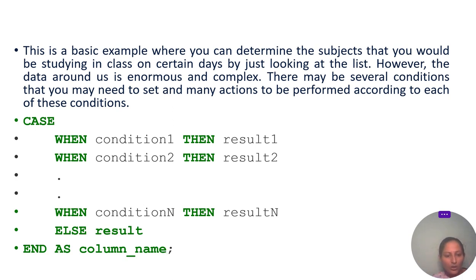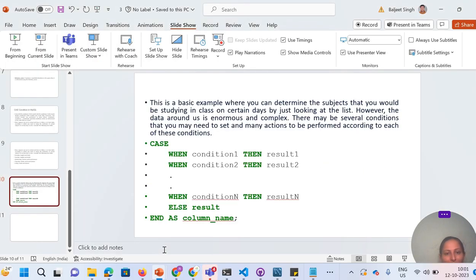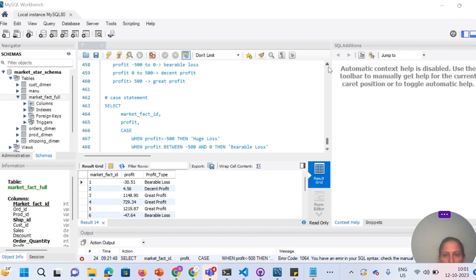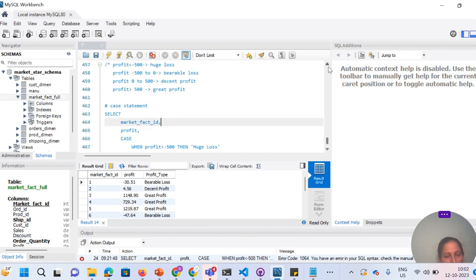Now we will jump to MySQL Workbench and understand some practical examples, where we have taken the example of profit. In which category, what should the profit be? We just have to get the information about the profit values present in the market fact table. So I will quickly fetch the information from market fact.